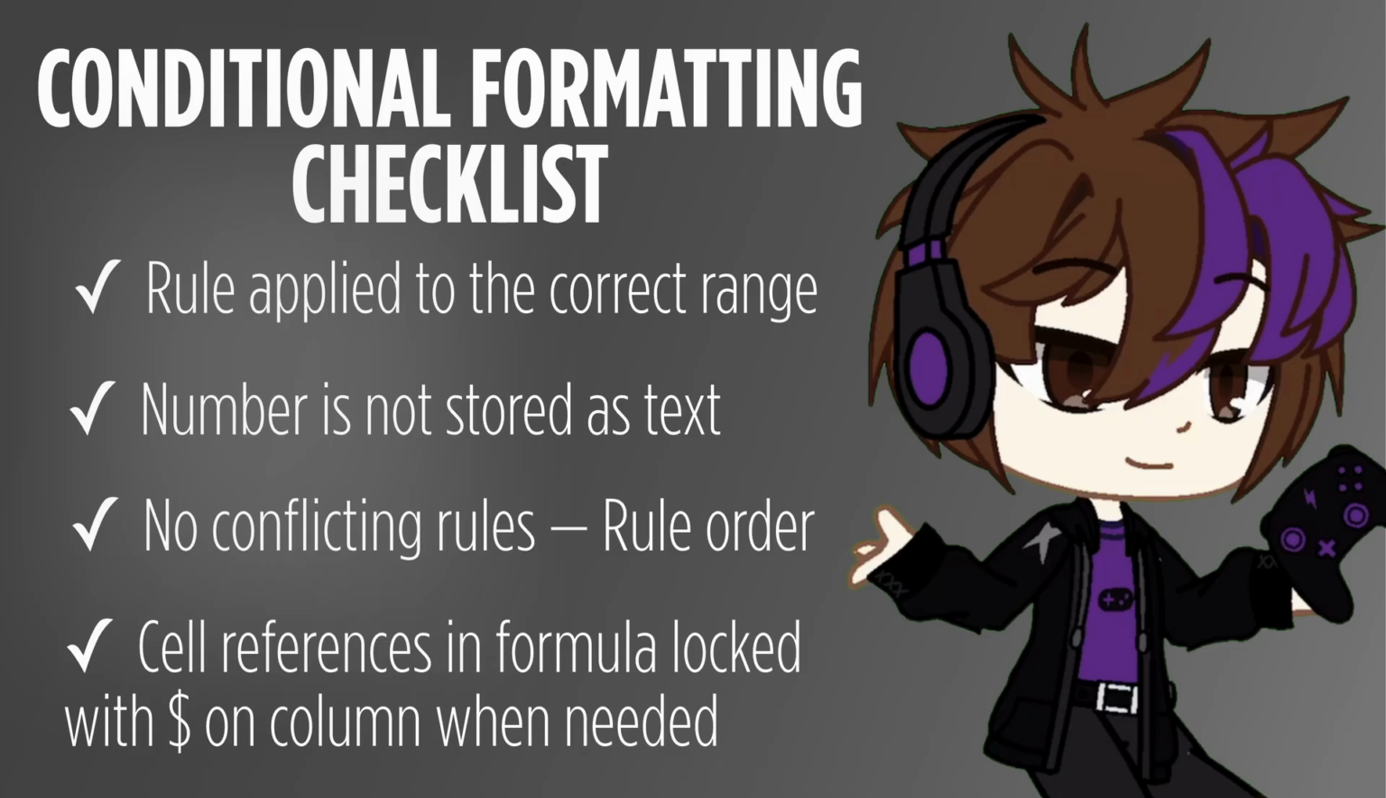And if you want to lock to a single column, you do that by using a $ sign next to the column letter in your conditional formatting formula. Most conditional formatting issues fall into one of these categories. Conditional formatting is incredibly useful once you understand how Excel evaluates the rules. So if something doesn't work, it's usually just one small detail. And knowing what to look for makes everything a lot easier to troubleshoot.